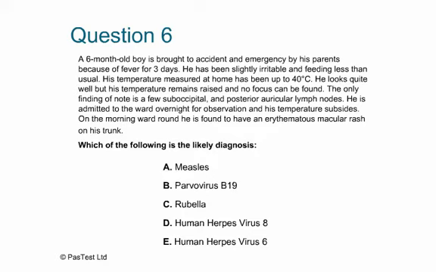Is this A. measles, B. parvovirus B19, C. rubella, D. human herpes virus 8, or E. human herpes virus 6? And the answer is E. HHV6. Again, the clue here is the very high temperature while remaining reasonably well.